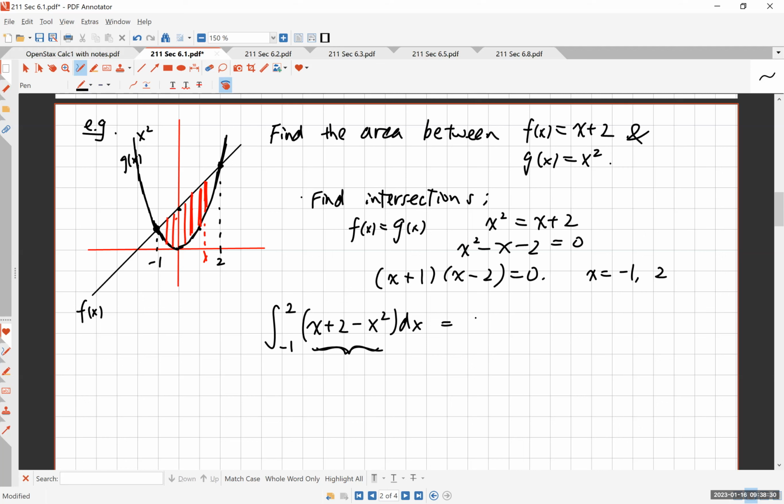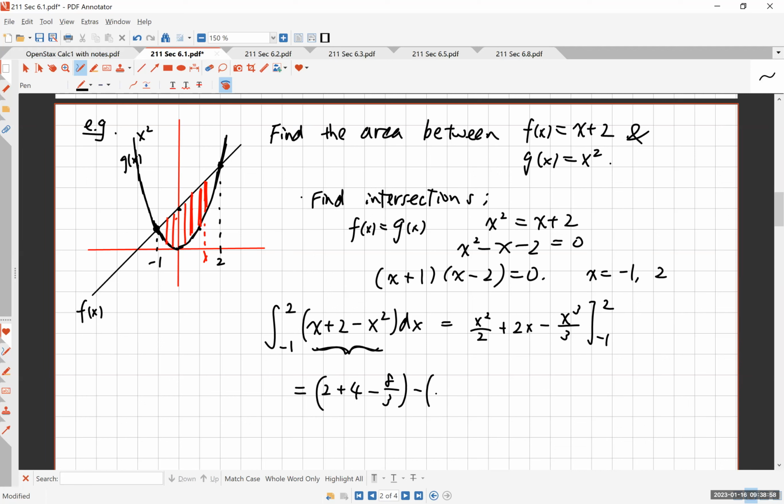All right, so now we can use the fundamental theorem of calculus. x becomes x squared over 2, 2 becomes 2x, x squared becomes x cubed over 3, right? And then evaluate them at -1 and 2. The rest should be easy, right? 2 squared over 2, that's 2, plus 4 minus, now 2 cubed over 3 is 8 over 3. Okay, and then plug in -1.